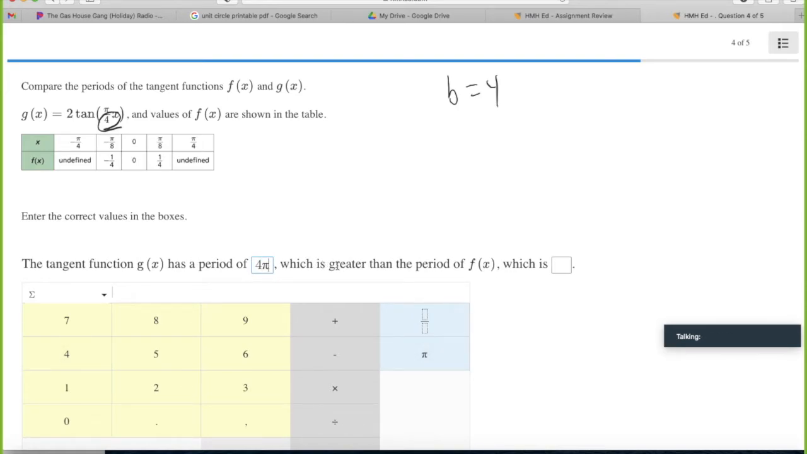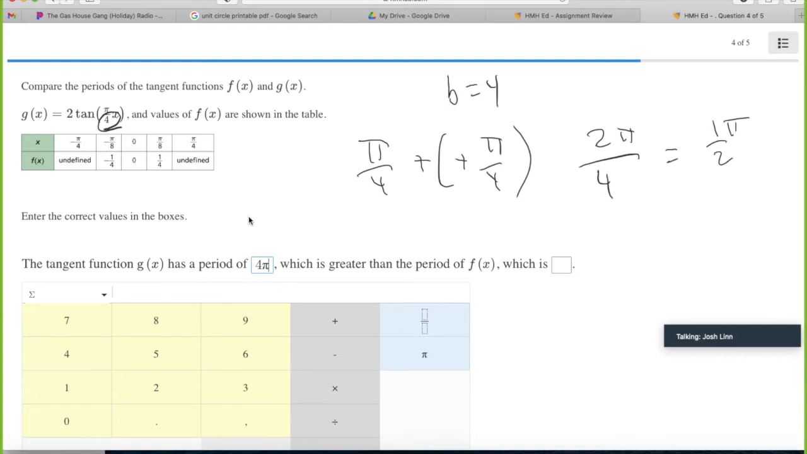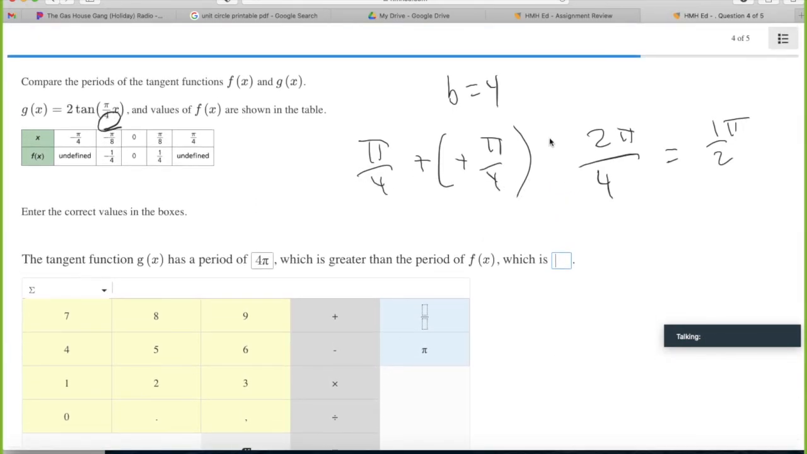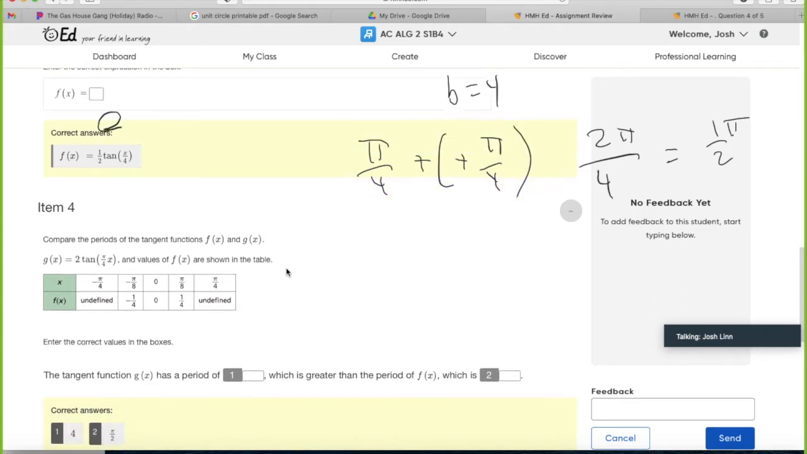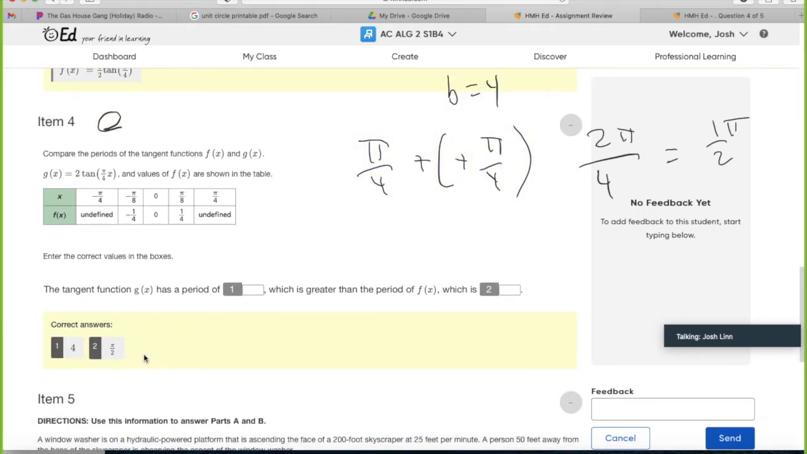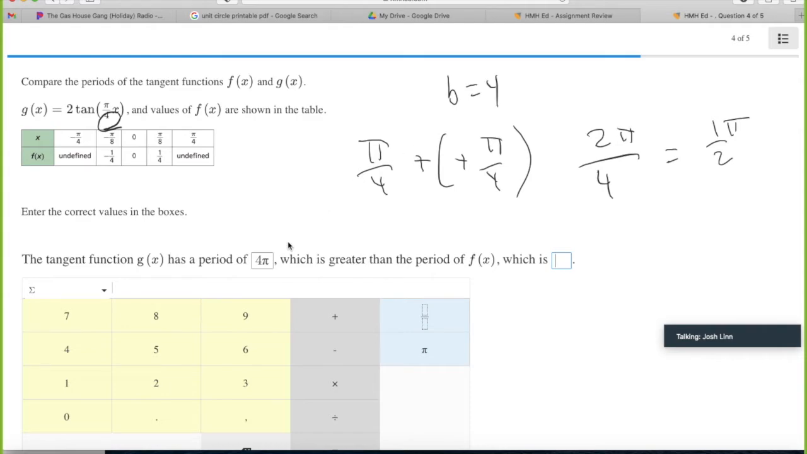Four pi, which is greater than the period of f of x, which is pi over 4 minus a negative pi over 4 plus. So 2 pi over 4, which is equal to 1/2 or pi over 2. Is that what they got? 4 pi over 2. That is what we got. Oh, I have an extra pi in there. Shame on me.